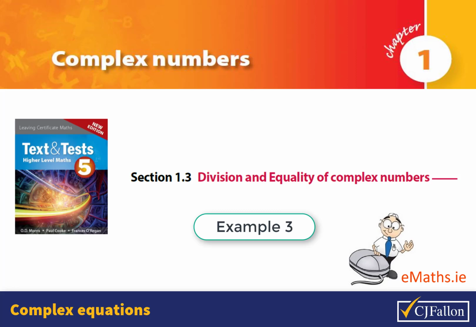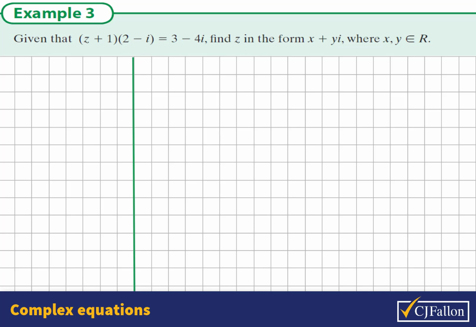In this video, we're going to look at two different methods of approaching a complex equation question. So we're given (z + 1)(2 - i) = 3 - 4i. Now z is a complex number in this, so we'll let z equal x + yi. So z is not just a number, it's a complex number.